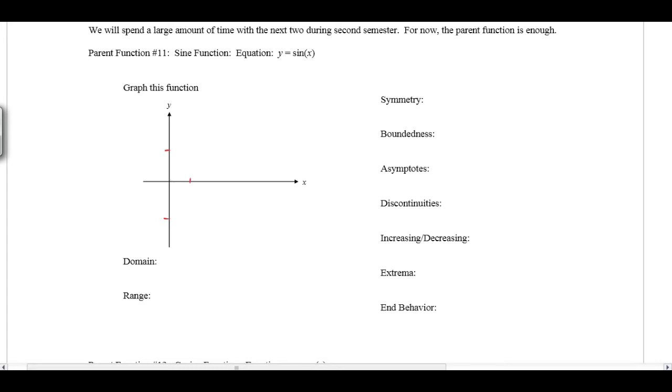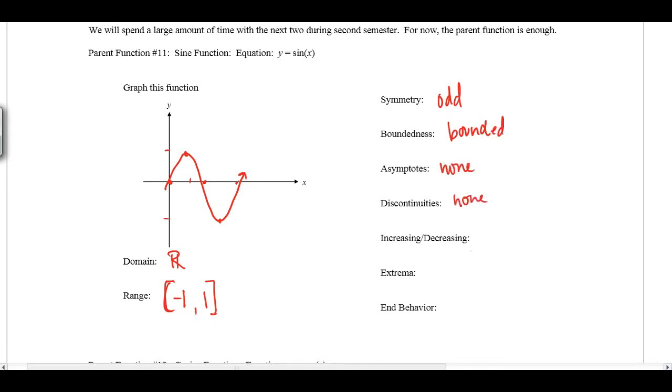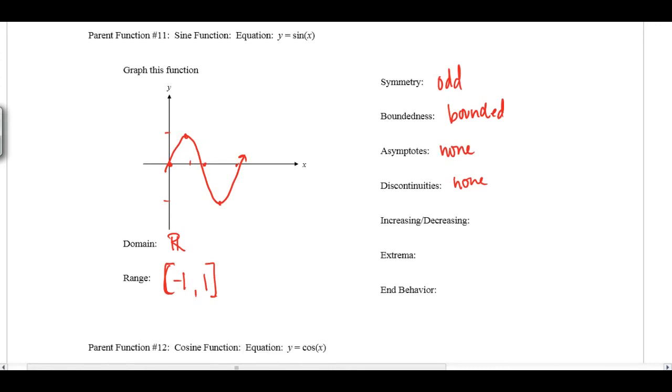But all you'll have to know for these is that sine has its little pattern starting at the origin, and it looks like this, and then it just repeats. Its domain is all reals. The range is between -1 and 1. Excuse me, it includes those values though. This actually has odd symmetry. It is bounded. It has no asymptotes, no discontinuities. It is increasing sometimes and decreasing sometimes, so we'd have to find a fancy way to talk about that. And we would also talk about the extrema.